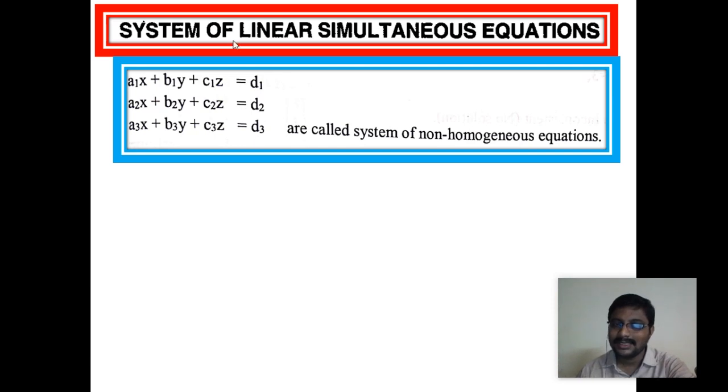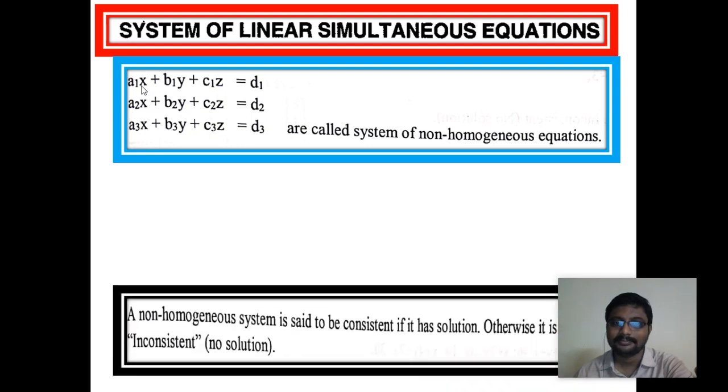Now we will solve these simultaneous non-homogeneous equations by using matrices. Matrix methods are used to solve both non-homogeneous and homogeneous types. The only difference is, if at least one element on the right hand side is non-zero, then it is called a system of non-homogeneous equations. If all elements on the right hand side are zeros, then the system is called a homogeneous system.